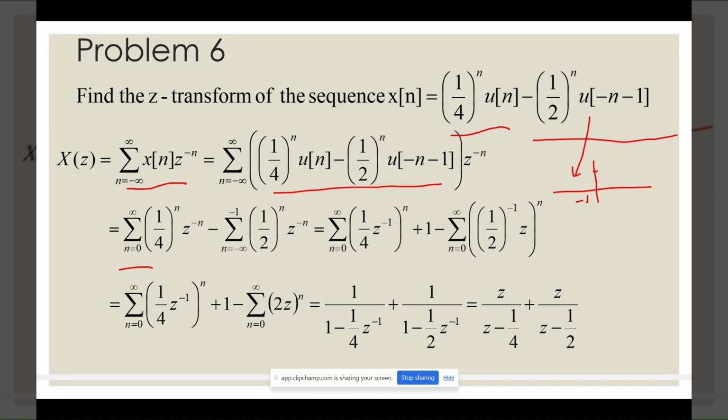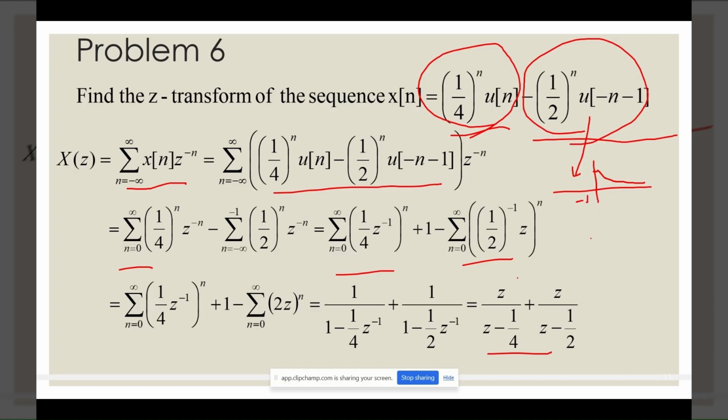So it will be starting from 1, and the sequence will be decaying like this. The final expression after using the Z transform formula and simplification, we are getting it. Here also you will get the ROC for this one, ROC1 and ROC2.